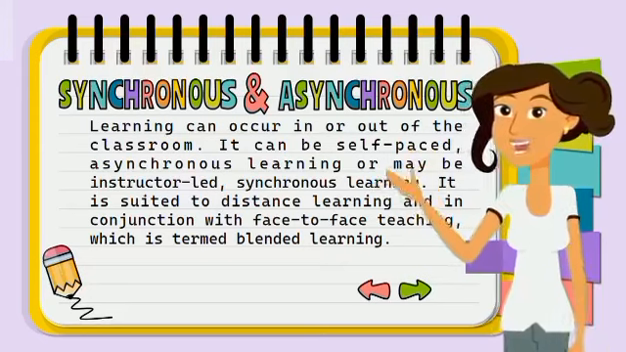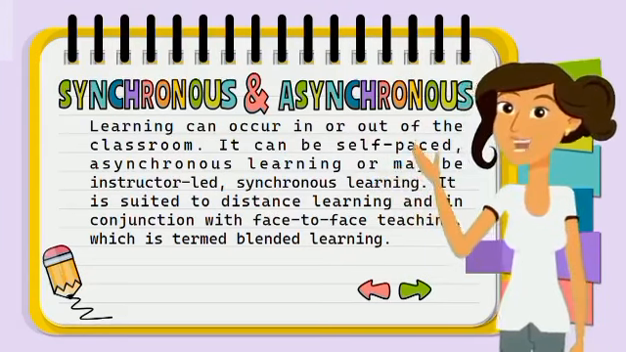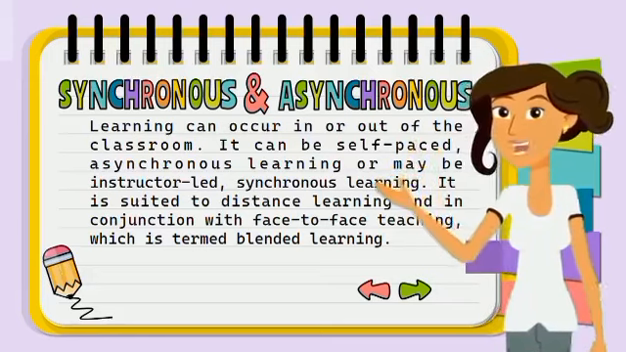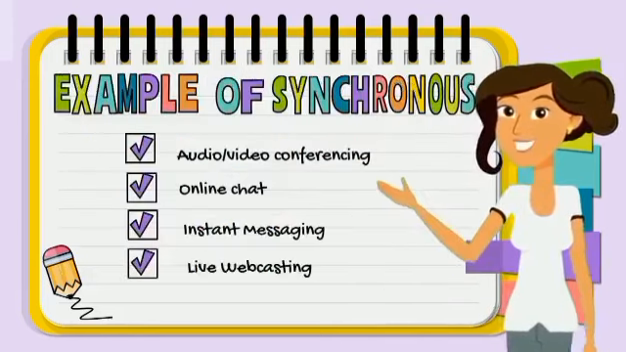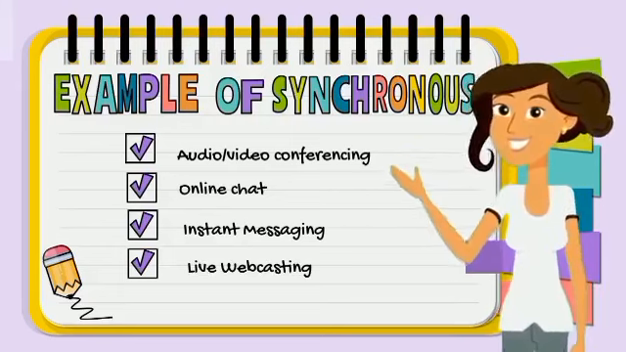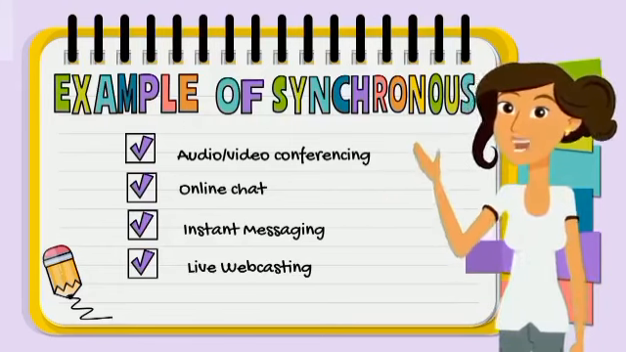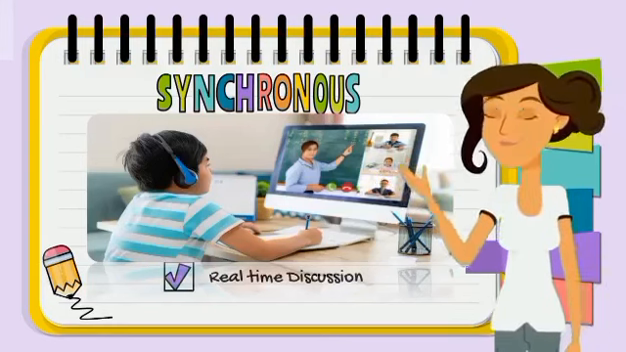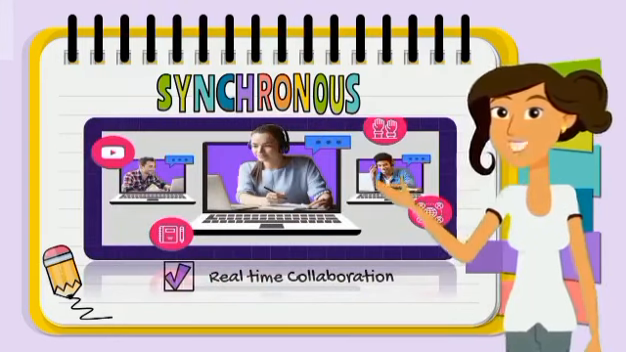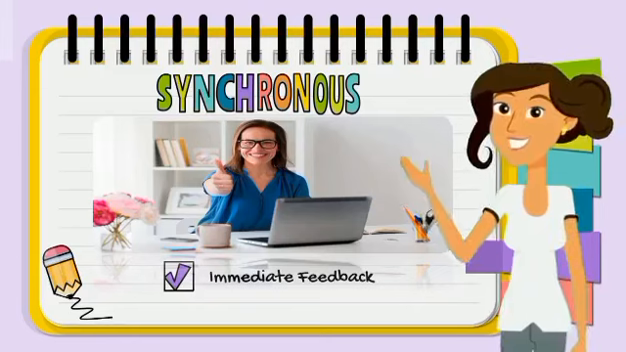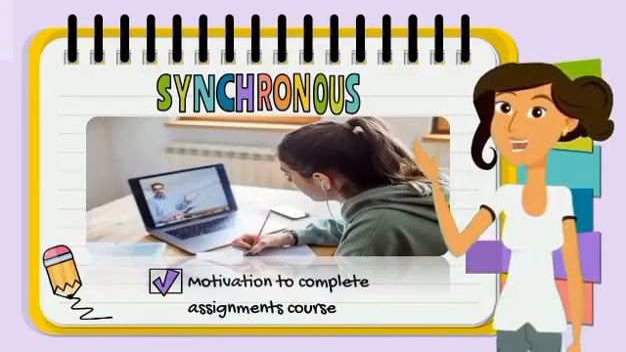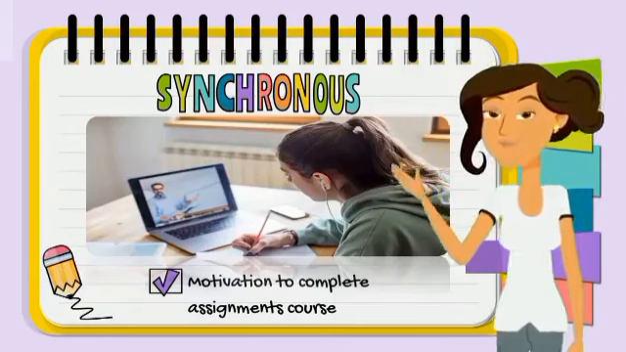Synchronous. Synchronous learning takes place in real time, at the same time, while the trainer and the learner are physically separated from each other. For example, audio-video conferencing, online chat, instant messaging, live webcasting. Synchronous can be a real-time discussion, real-time collaboration, immediate feedback, cost-effective, where the facilitator can coach understanding of concepts, and it gives motivation to complete assignments and the course.